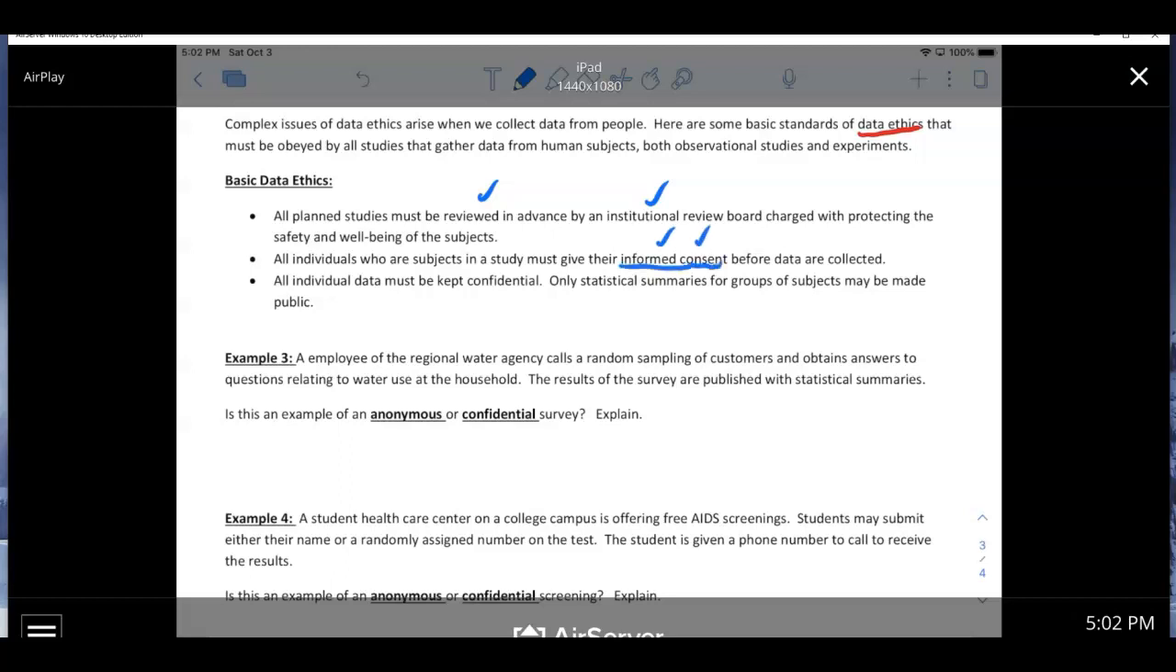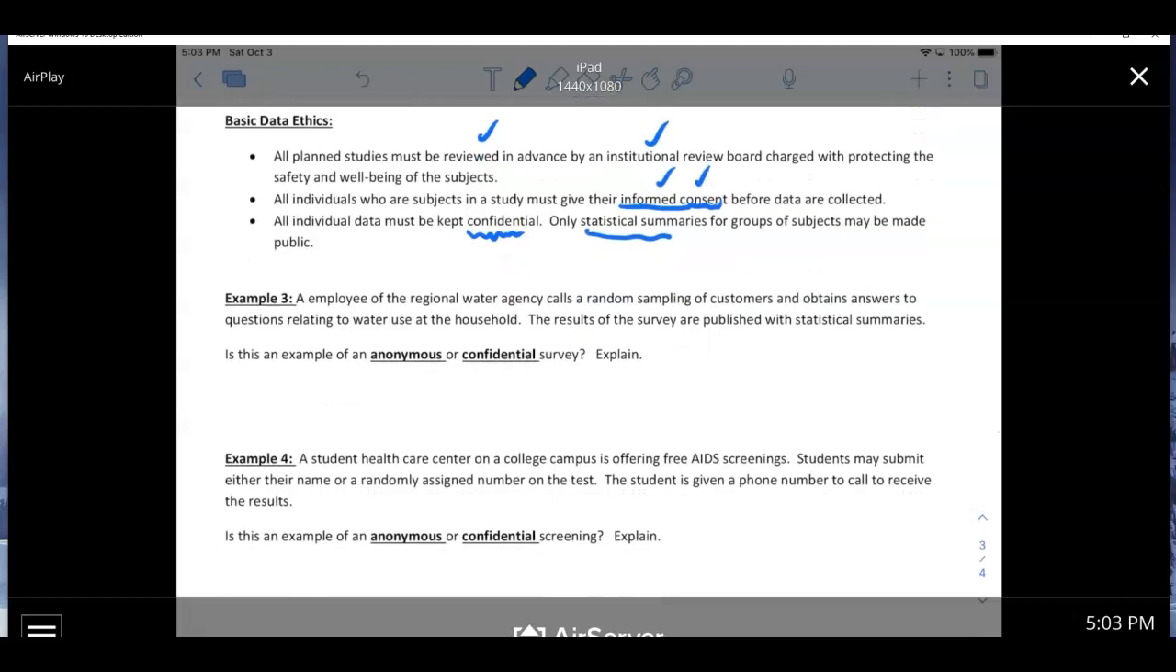All students who are subjects in a study must give their informed consent. They have to understand what they're putting themselves, their bodies, into in an experiment before we can start collecting data. And all individual data must be kept confidential. Only summaries for groups of subjects may be made public. Now, confidential means I might still know who the person is, but I'm not going to publish individual people's results. It's almost the difference between me posting our average class score versus posting the list of everybody's score and then showing the average at the bottom, right?